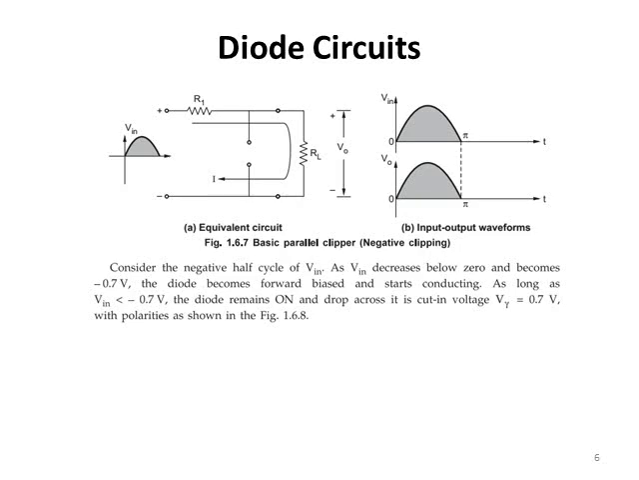As Vin decreases below 0 and becomes minus 0.7 volts, the diode becomes forward biased and starts conducting. As long as Vin is less than or equal to minus 0.7 volts, the diode should remain in the on condition and the drop across it is the cut-in voltage, that is V gamma equal to 0.7 volts.